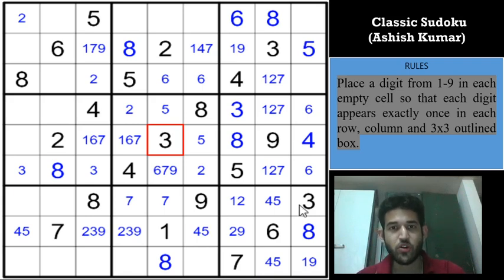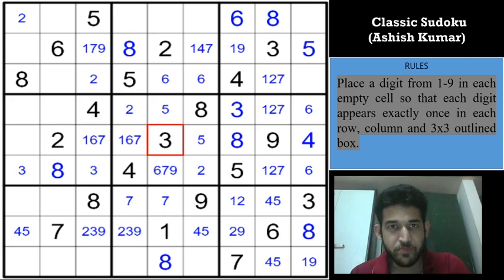Okay, so here we have some wonderful deductions. So I would request our dear viewers to try to find this continuation yourself. This is a wonderful technique and a very powerful technique in classic Sudokus. So I will pause here for 2 seconds maybe.